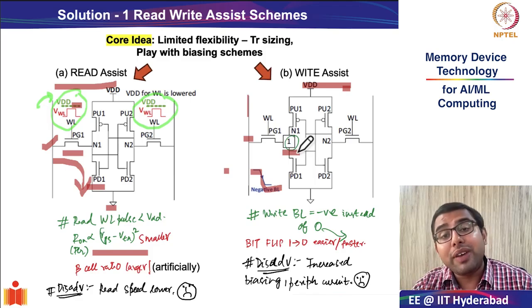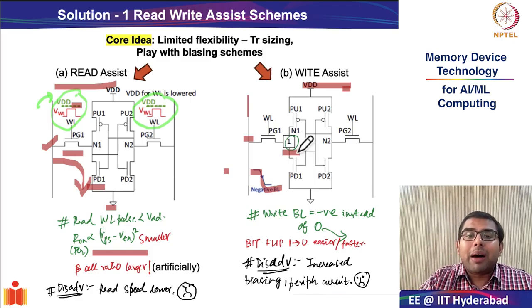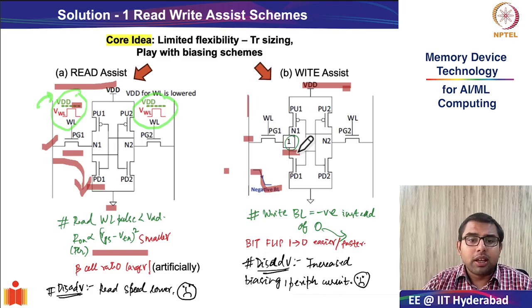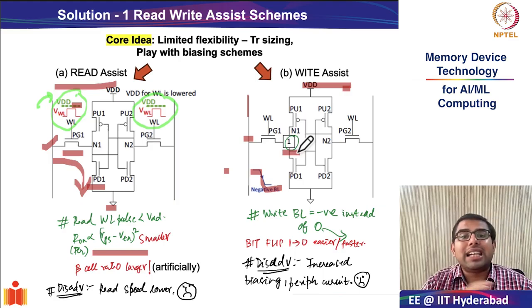So the disadvantage that we have to generally deal with is that the biasing circuitry, so generating negative voltages, is not always very easy. It is easy, but it will come at the cost of increased biasing and peripheral circuitry. We have seen in our previous classes how important it is to maintain a small peripheral area in order to increase the memory efficiency. Okay, so these are the first set of solutions, which involve specialized biasing schemes for read and write operations.